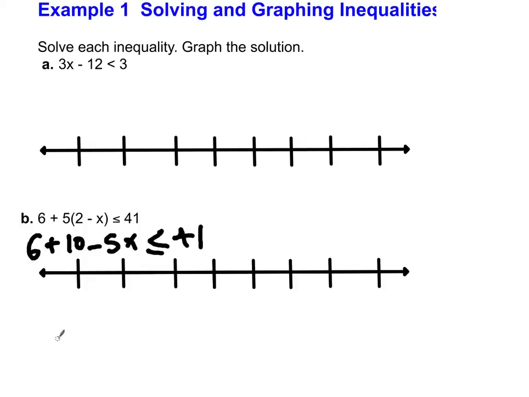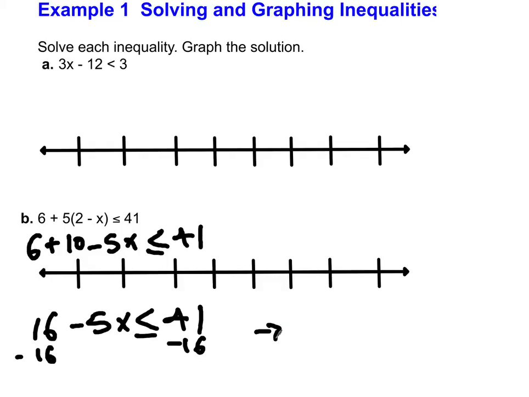Now let's combine like terms. 6 and 10 gives you 16. Let's get the x by itself, so subtract 16 from both sides. I'm going to write this over here, and now we have negative 5x is less than or equal to 41 minus 16, which is going to give you a 25.